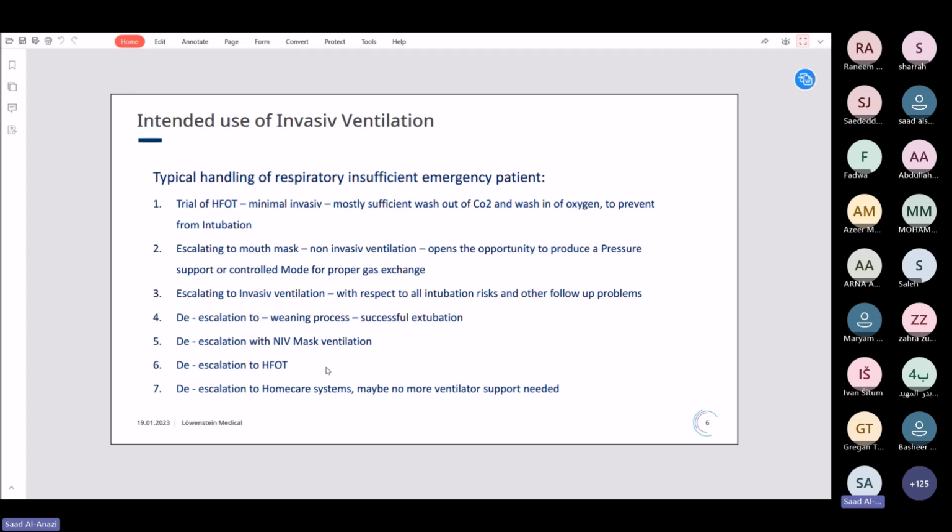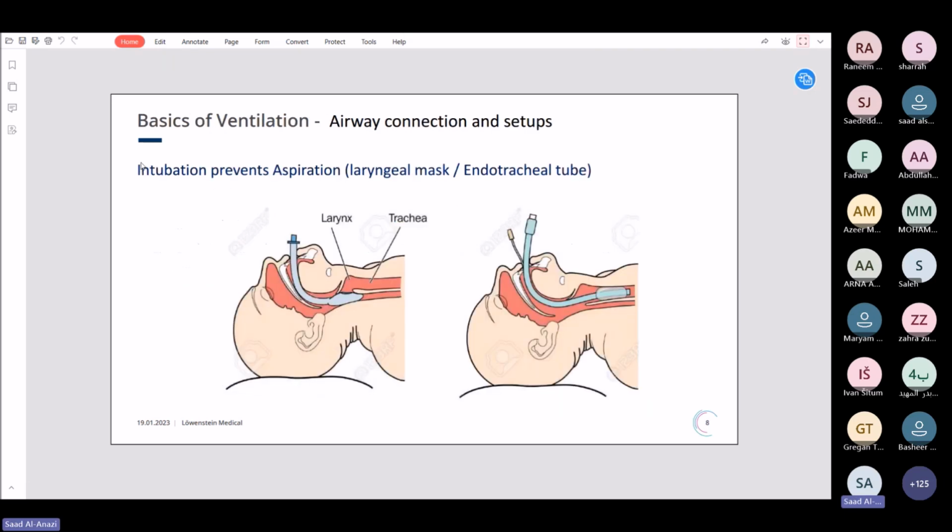So as you know, and it's really common, this sequence for any end user, starting from high flow, escalating the therapy up to intubating the patient, then we look at the weaning process. So as you see here, intubation prevents aspiration. It is the proper way for a patient's intubation, inside the vocal cord and inside the trachea, not here in the larynx, which prevents the aspiration process.